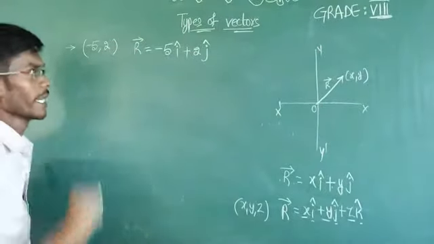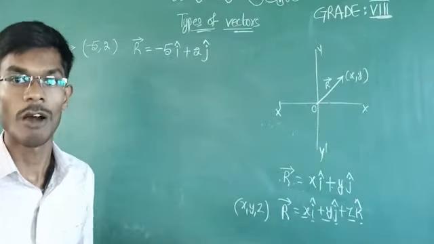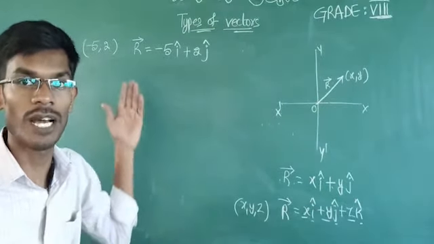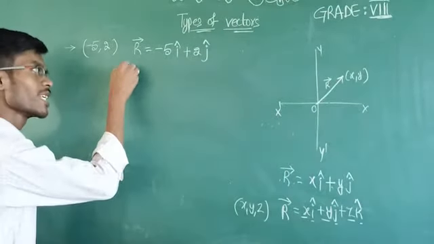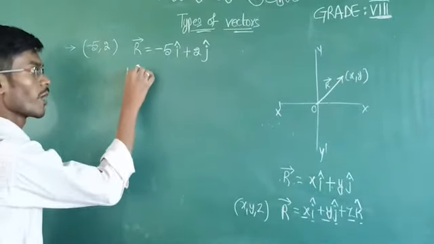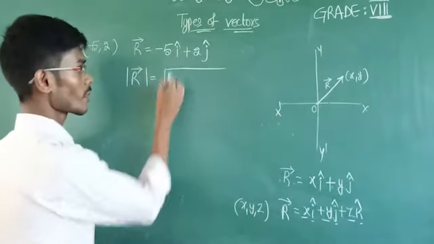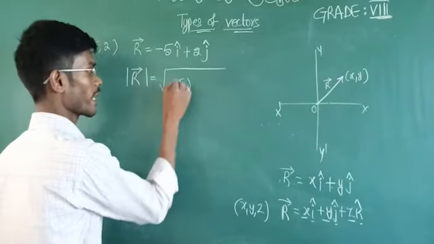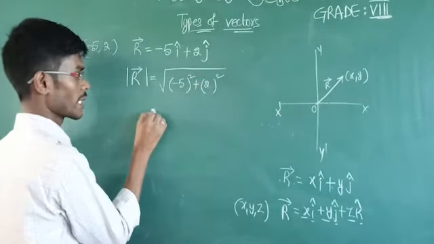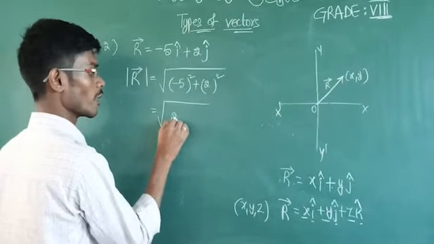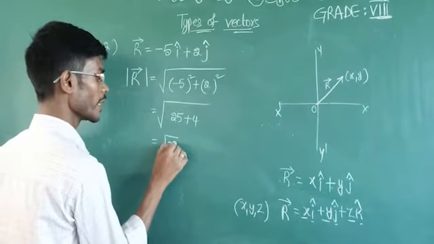Then how can we find the magnitude of this r bar vector? See here, magnitude means modulus alone, right? Modulus of r bar means root over (-5) whole square plus 2 whole square, that is equal to root over 25 plus 4, that is equal to root 29.